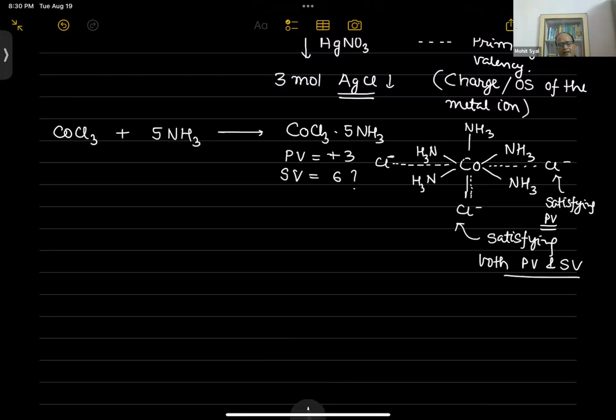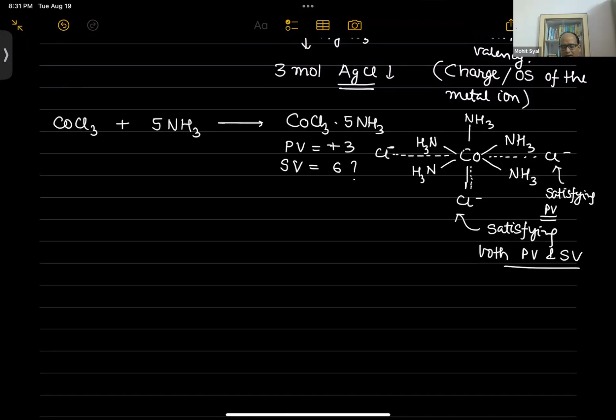Aisha, Jaslene? Yes, sir. Six bonds were there, 6 secondary valencies were there, but there were only 5 NH3. So one Cl has to play two roles. It must form a covalent bond, satisfying the secondary valency. But being a negatively charged ion, it will also neutralize the charge. So it will simultaneously satisfy the primary valency. Got it?